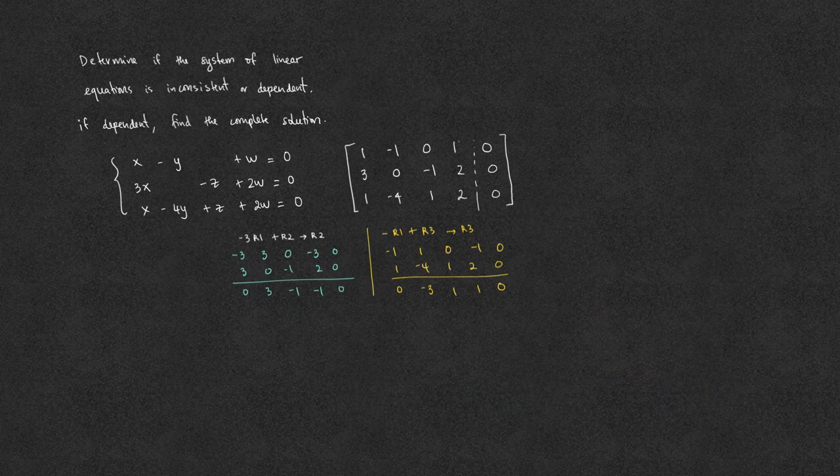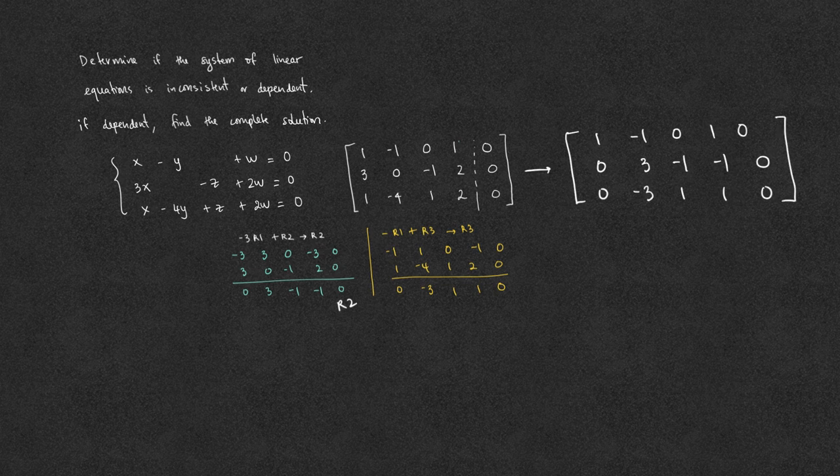We now have an equivalent matrix. We keep the first row, which is 1, negative 1, 0, 1, 0. The second row is now 0, 3, negative 1, negative 1, 0. And the third row is 0, negative 3, 1, 1, 0. Observe that the second row is almost identical to the third row.